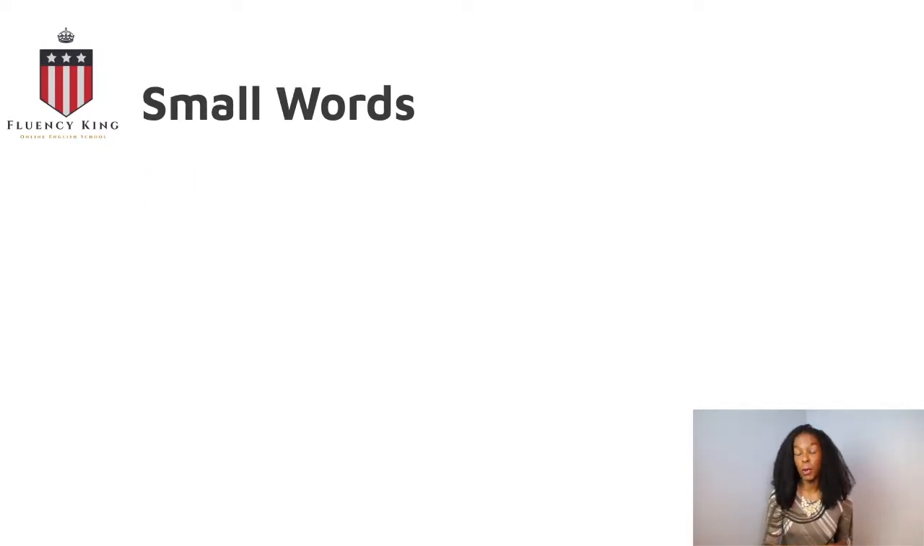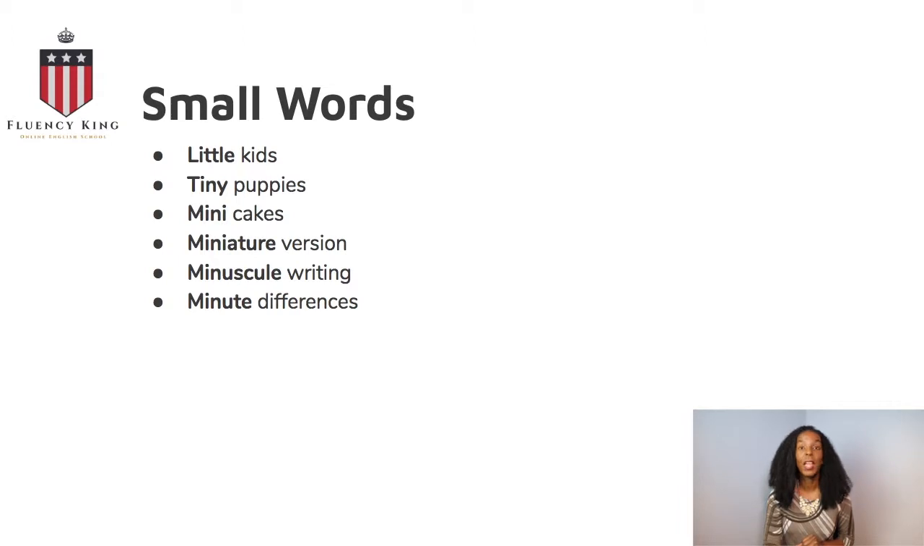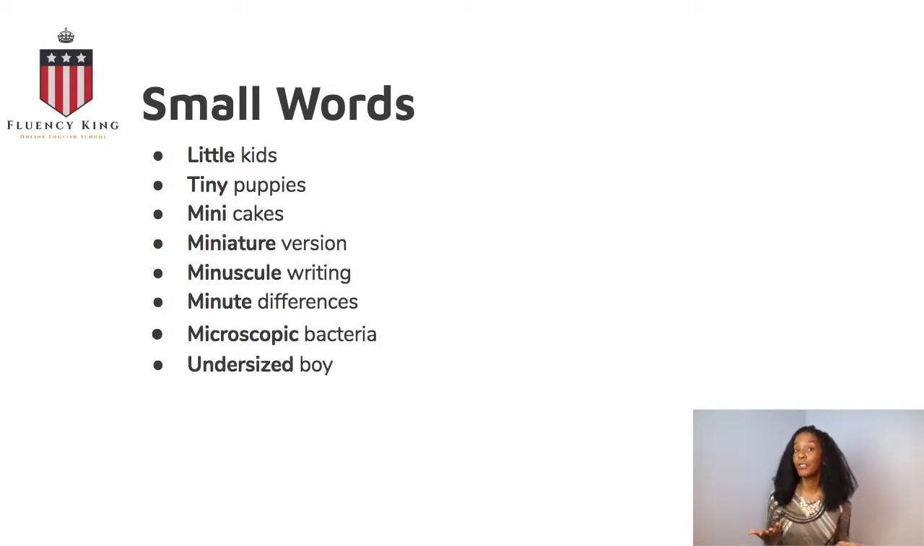So first, let's review the small words. We have little kids, tiny puppies, mini cakes, miniature version of something, minuscule writing, very small writing, minute differences between two things, microscopic bacteria, so small that you cannot see it without a microscope, undersized boy, meaning that he's smaller than the rest of the boys.